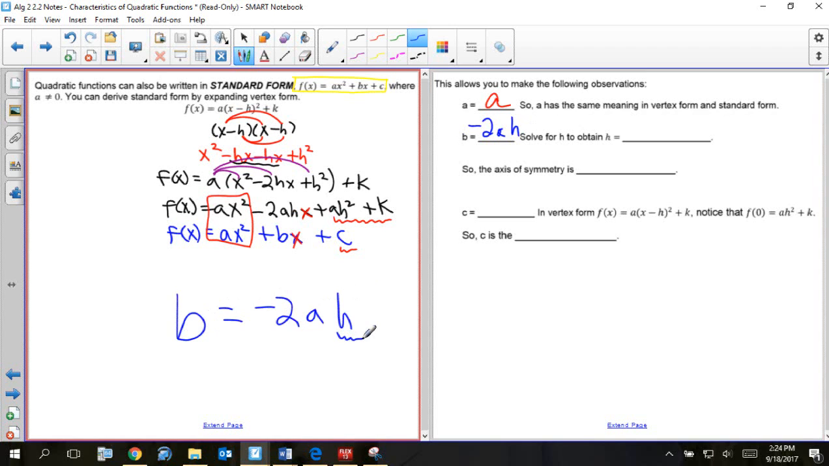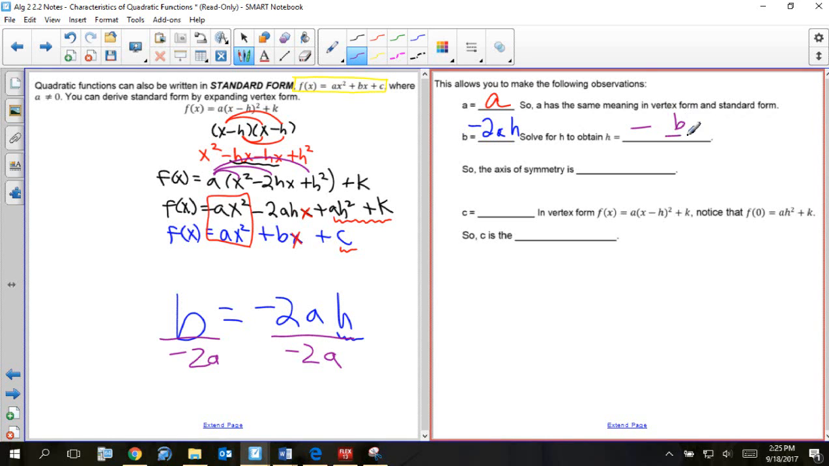How do I get rid of negative 2a if it's next to the h? What operation is next to? If you can't see it, it's multiplication, right? So how do I cancel out multiply by negative 2a? Divide by negative 2a both sides. And then we simplify. We never leave a negative in the denominator. So what I'm going to say is h is equal to negative b over 2a. That's what goes in that blank.